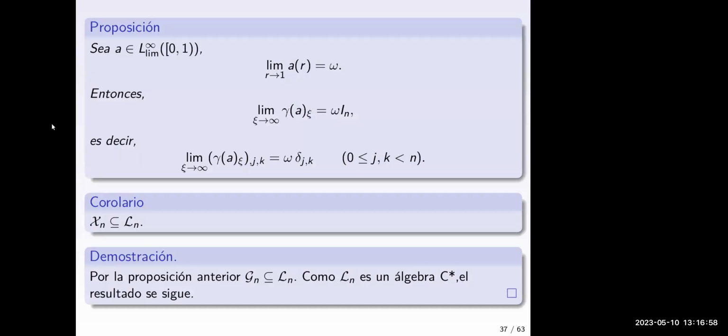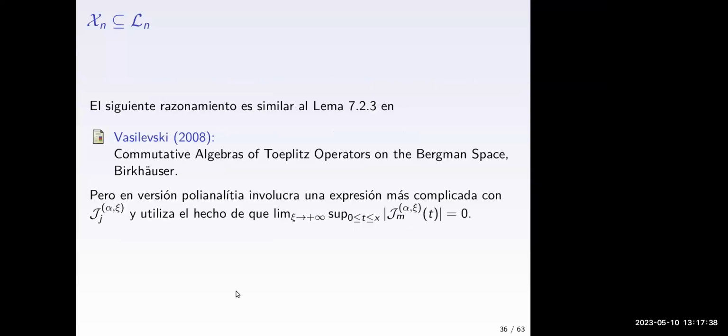Also, we have this proposition. It is not difficult to prove that this algebra is a subset of Ln, because if the radial function has a limit at the boundary, we prove that the limit of these gammas is a non-zero multiple of the identity.